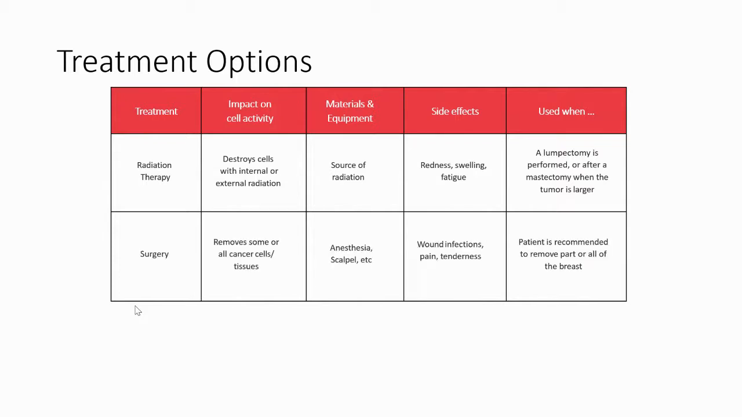And then last is surgery. Surgery removes some or all of the cancer cells or tissues. You need anesthesia, a scalpel, and a physician, a surgeon. Side effects are wound infections. So wherever they have made the surgery, that part can become affected. There's pain and tenderness. And depending on the type of cancer, patients are recommended to remove part or all of the breast.